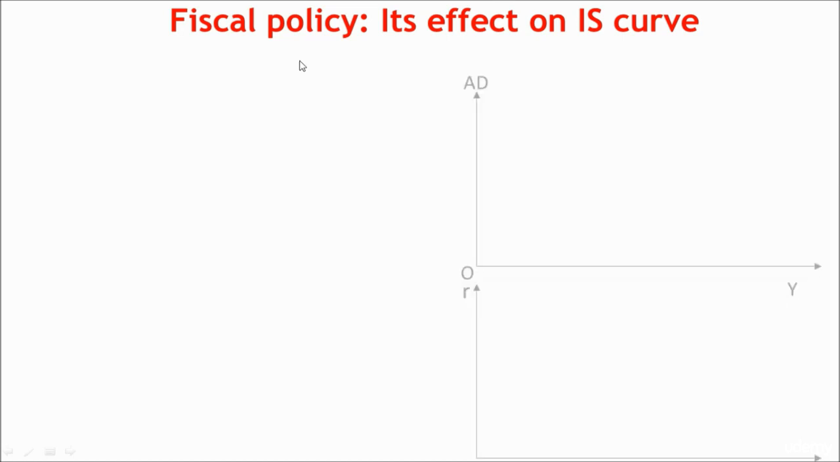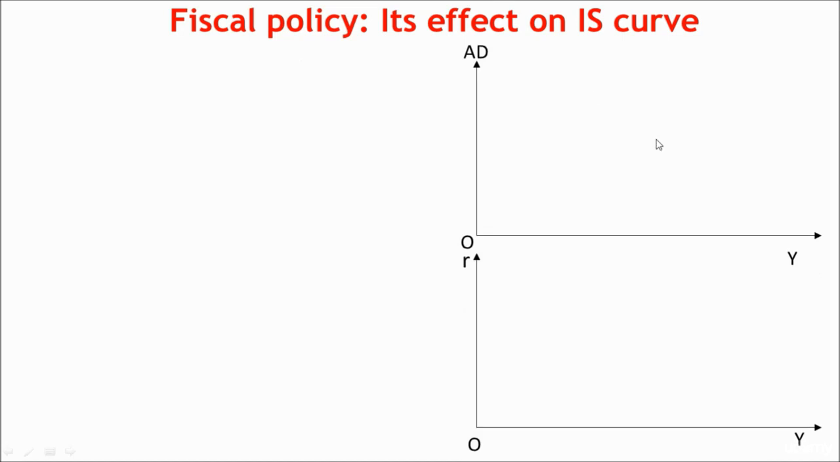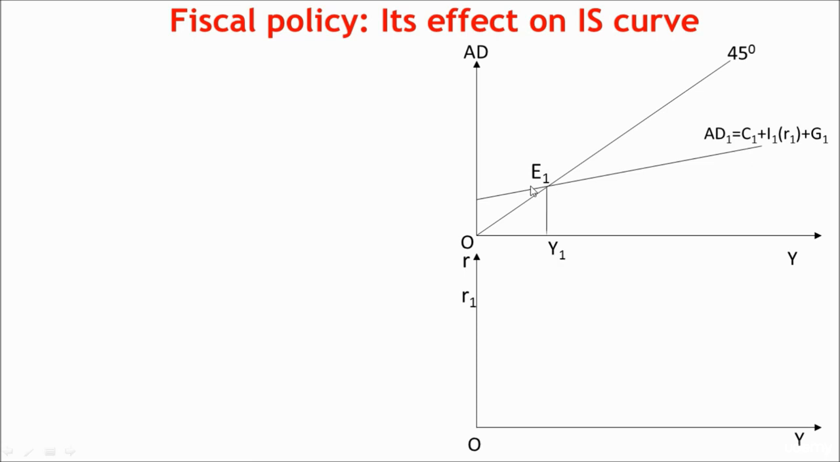In the figure, there are two panels. The upper panel represents goods market, and the lower panel is for IS space. For a given interest rate R1, aggregate demand is AD1, for which consumption expenditure is C1, investment spending is I1 at R1 interest rate, and government expenditure is G1. Equilibrium in the goods market is achieved at E1, where income level is Y1. Thus, Y1 income level is found for R1 interest rate.